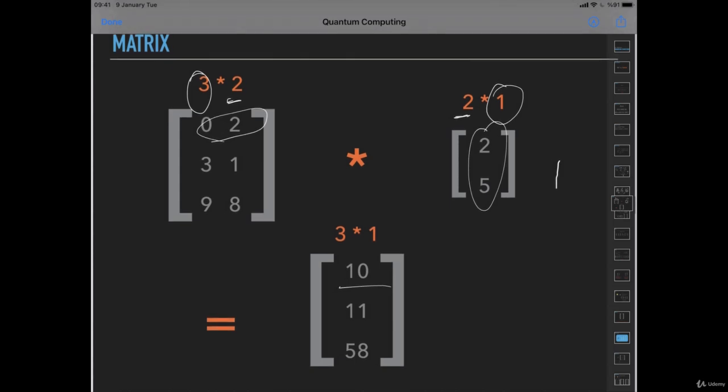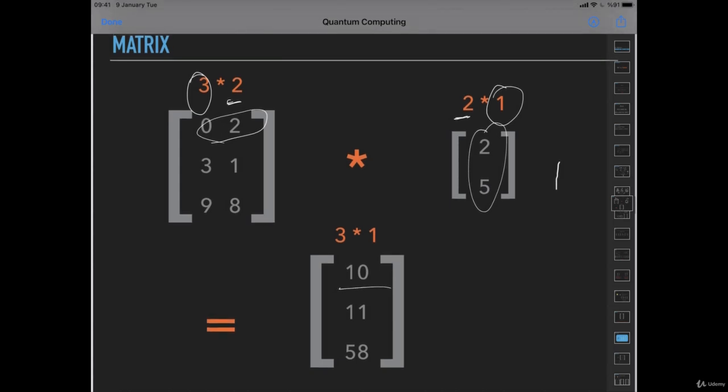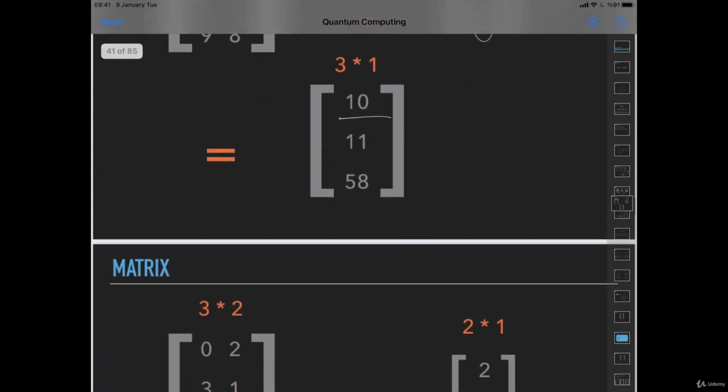Again, this is very important for quantum computing because basically that's all we're going to do during the quantum computations. We're going to multiply matrices, and you're going to see why it is so. Don't worry about it, but right now know that.